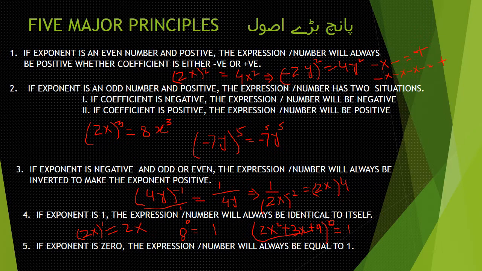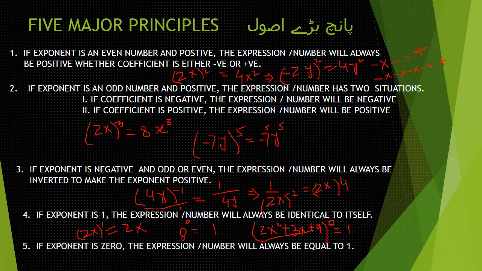The fourth rule is quite easy, and it is also called the multiplicative identity. Every number multiplied by 1 gives that number itself. So if the power of an algebraic expression is 1, it will always be equal to itself. 2x raised to the power 1 will always be equal to 2x.